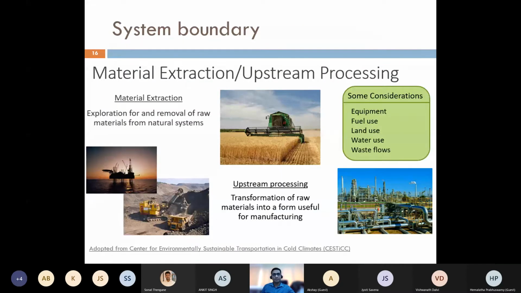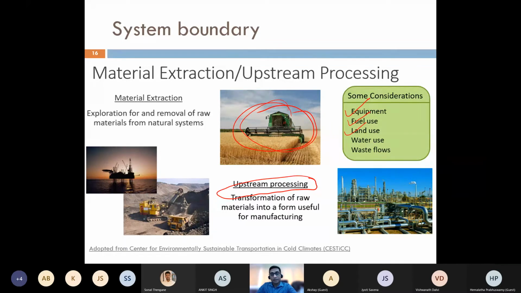Again, let me bring out some critical aspects with the system boundaries. Now, people often neglect the upstream processes, and this is specific to the case of biomass as well. The upstream processes, which is the transformation of the raw materials into useful form, are often neglected. And something that we need to take care of here is the equipment that would be utilized. It might not be so prominent in India, but in the developed world, we have huge equipment which would be used for the production of these biofuels, and they would have their own energy consumption. Again, the fuel use that would go into these equipment as well as transportation. The land use.